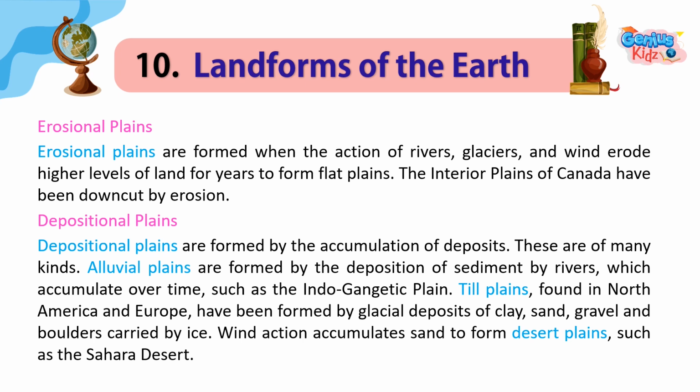Depositional plains. Depositional plains are formed by the accumulation of deposits. These are of many kinds. Alluvial plains are formed by the deposition of sediment by rivers, which accumulate over time, such as the Indo-Gangetic Plain. Till plains, found in North America and Europe, have been formed by glacial deposits of clay, sand, gravel, and boulders carried by ice. Wind action accumulates sand to form desert plains, such as the Sahara Desert.